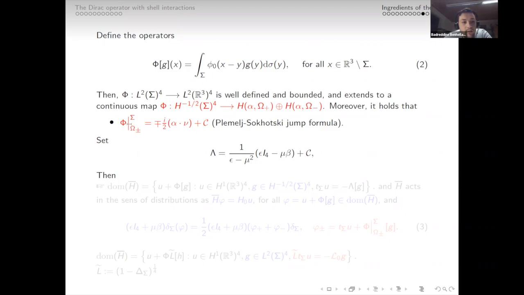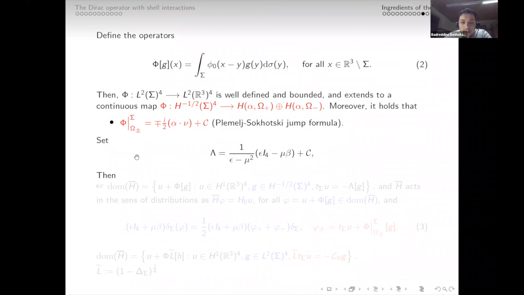Here, what I'm denoting, I'm taking the restriction of this map on omega plus and minus, and then I take the trace. So in fact, when you take the trace of this map, then you get the Cauchy operator. Here C denotes C lambda with lambda equal to 0. So the Cauchy operator comes from this jump formula.